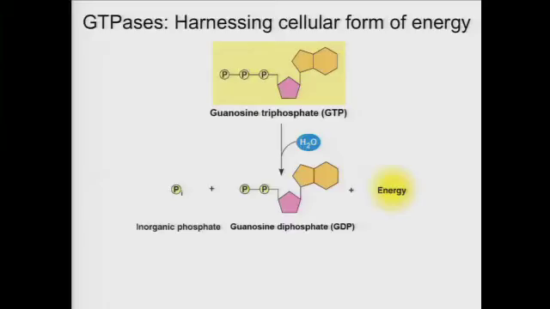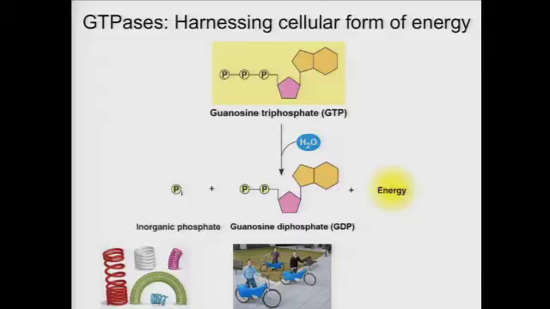And both the SRP and this SRP receptor belong to this huge superfamily of proteins called GTPases because they can bind GTP and hydrolyze that bond, and in that process, harness that chemical energy to do work or to provide regulation. And this is an incredibly useful module for the cell that allows it to build all kinds of molecular devices like springs, motors, clocks, or timers.